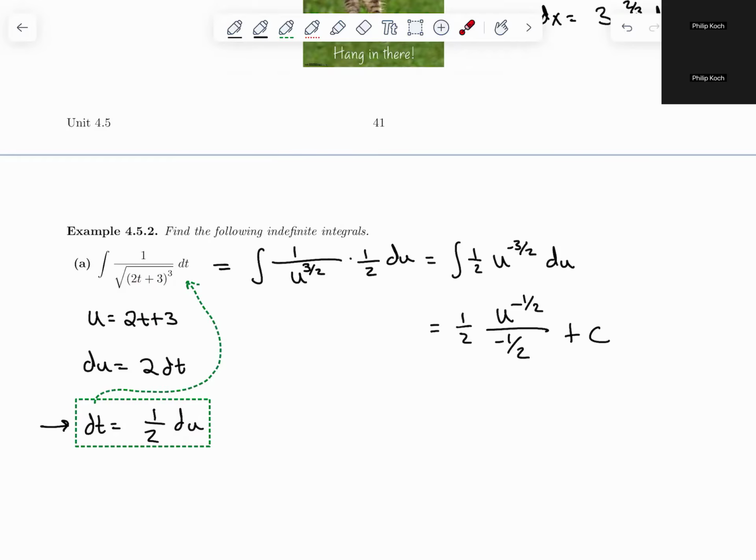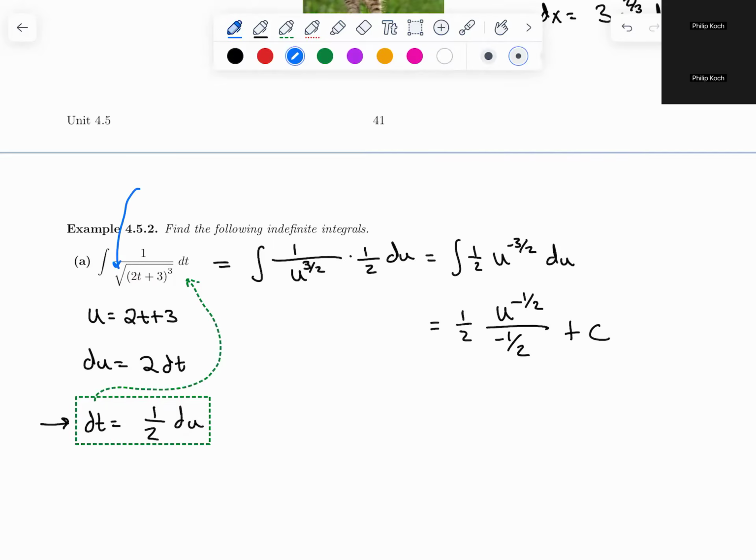And then this right here is equivalent to 1 over 2t plus 3 to the 3/2, because it's the third power, power goes above, root goes below. So that's converting it from radical form to exponential form. U is declared to be 2t plus 3, so that's why I've replaced it with a u. And then dt, from our work here, is equal to 1/2 du. So I'm going to replace the dt with a 1/2 du. Then we do the power rule.